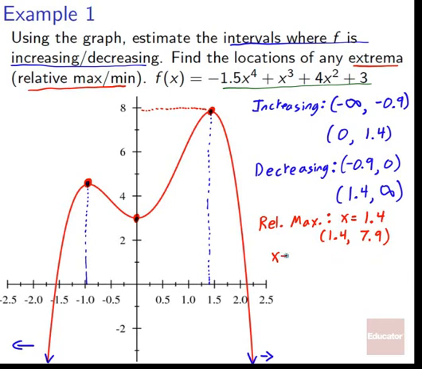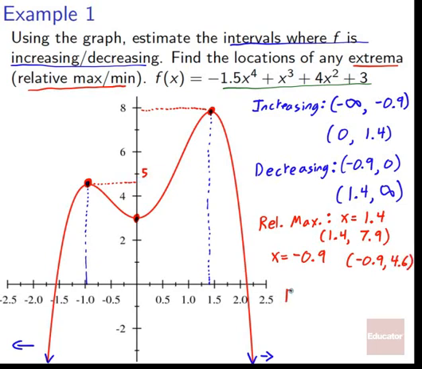And then the other one, the lesser of them, but still a relative maximum, is occurring at x equals negative 0.9. So its point would be negative 0.9. And we look on the graph, and it looks like it's somewhere between 4 and 5, a hair closer to 5, so let's say 4.6.